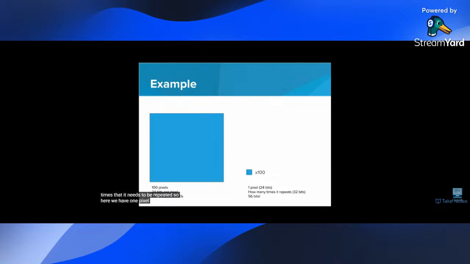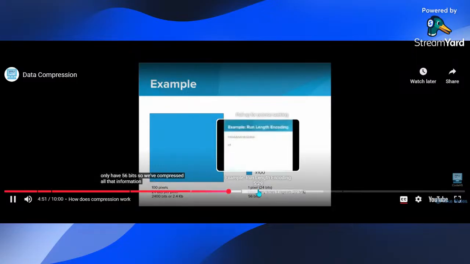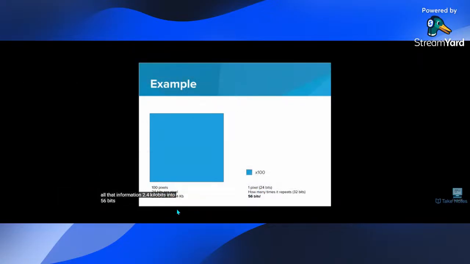So here we have one pixel, that's 24 bits, and then we also store the number of times to repeat, 100 times, and that might be 32 bits. We put that together and you only have 56 bits, so we've compressed all that information, 2.4 kilobits, into 56 bits. Now this might seem like a silly example, because usually we have a lot more complex data than just a simple blue square, but you'd be surprised how much information is actually repeated in all of the images, movies, and text that we use.